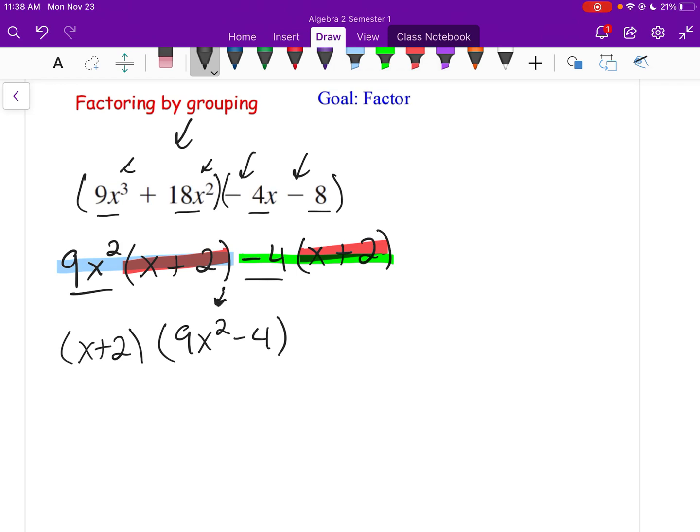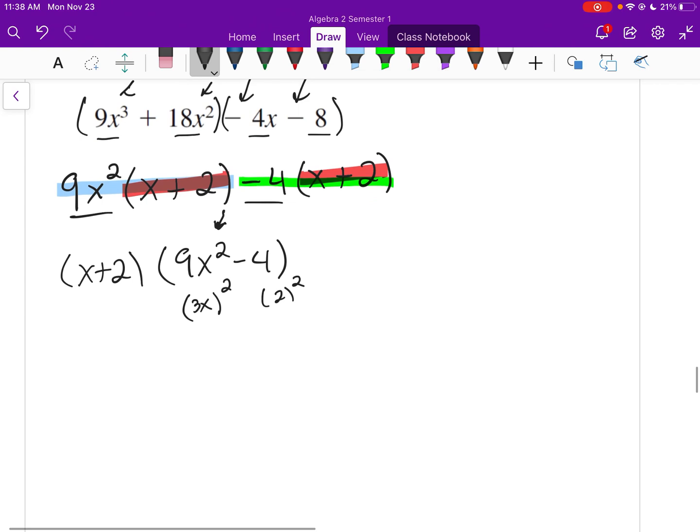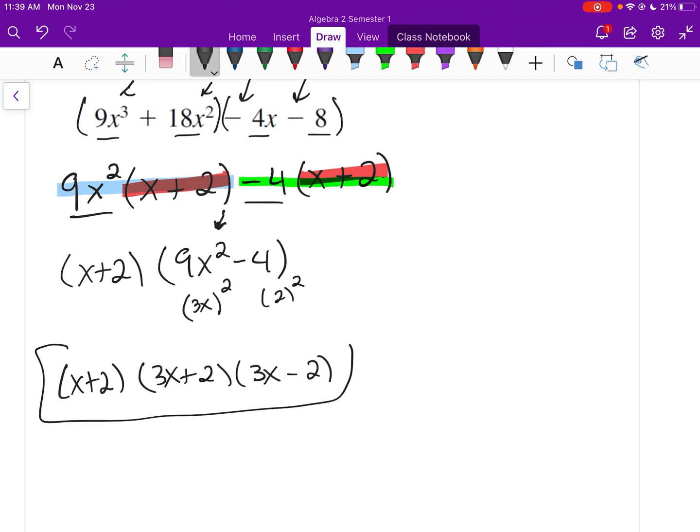But I'm noticing in one of these parentheses, in one of the factors, I still have that squared term, 2 terms. Okay, so a special case, and those are perfect squares, 3x and 2. So I need to factor that factor further, so that x plus 2 is still there, but then I got that difference of squares. In the second one, we get 3x and 2, 3x, 2, and opposite signs.